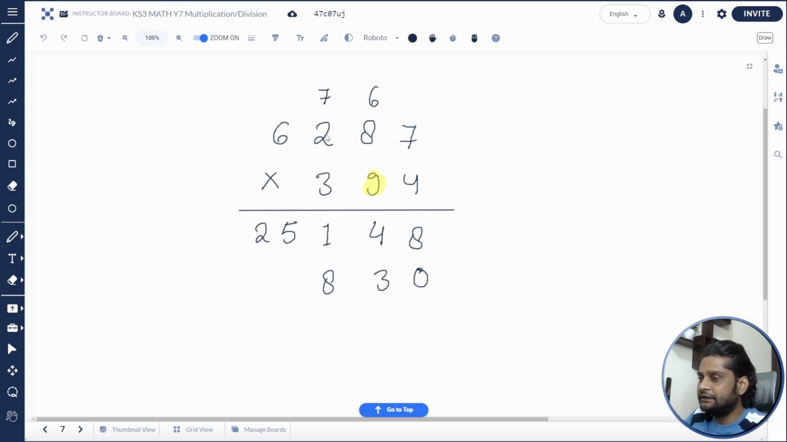9 times 2 is 18. 18 plus 7 gives you 25. And then 2 is carried to the next number. 9 times 6 is 54. 54 plus 2 is 56.